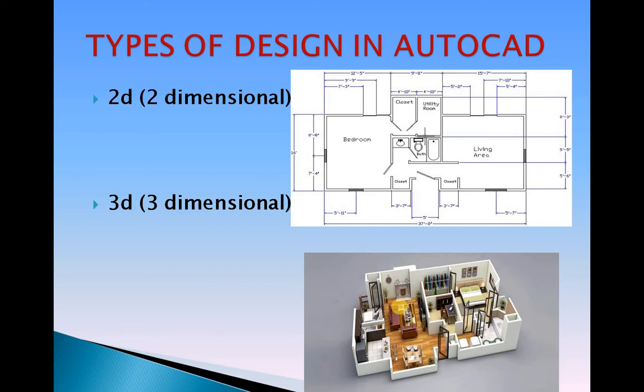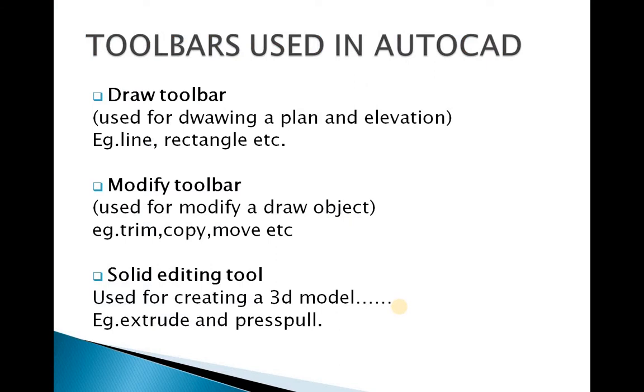Next, toolbars used in AutoCAD. You can use 3 or 4 types of toolbars in AutoCAD. First is the draw toolbar, second is the modify toolbar, and third and fourth are the solid editing or solid toolbar. In the draw toolbar, you can create any type of drawing. For example, if you want to create anything on your blank screen, you can take a command from the draw toolbar, for example line, rectangle, etc. Second is the modify toolbar. If you want to modify your created drawing, you can take that command from the modify toolbar, for example trim, copy, move, etc.